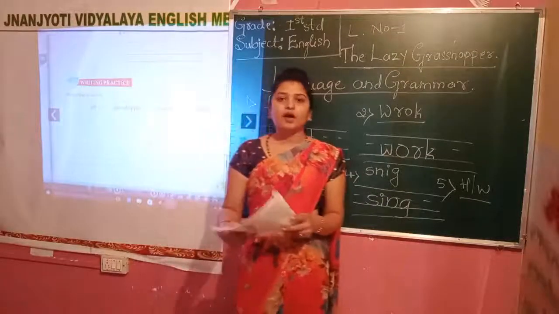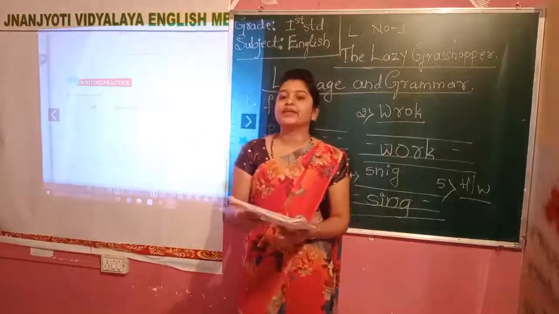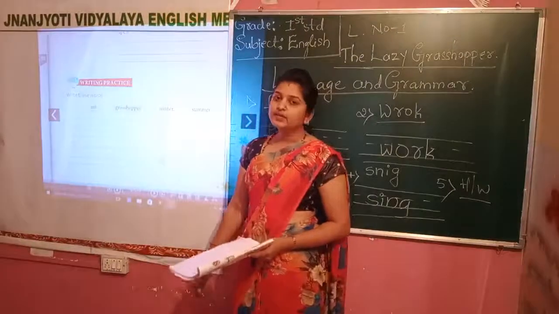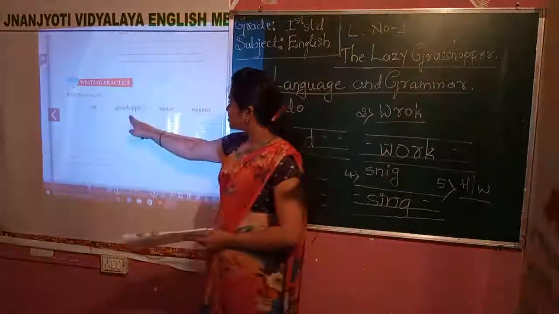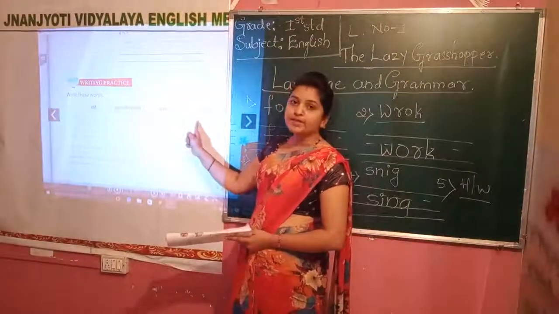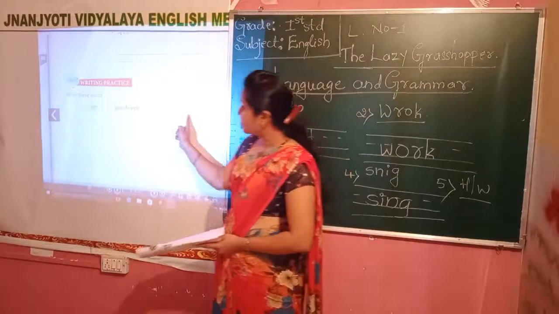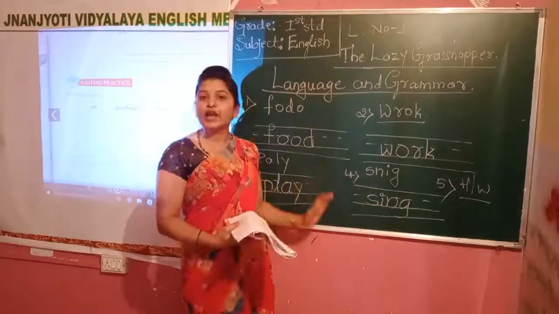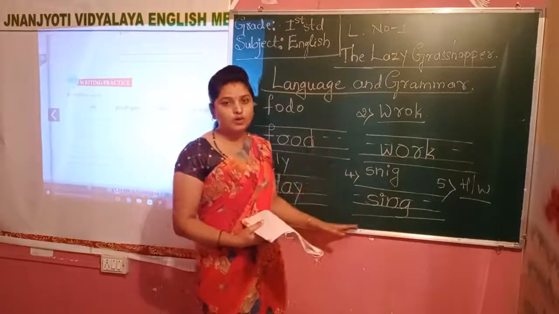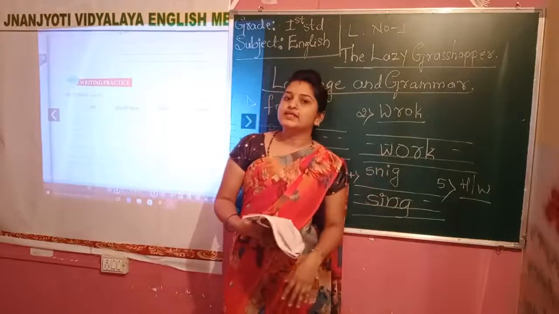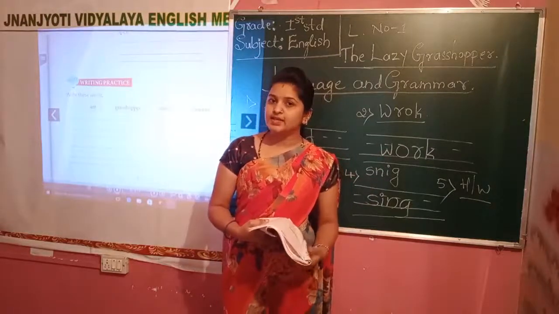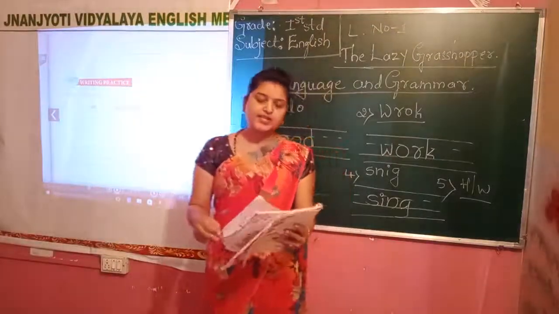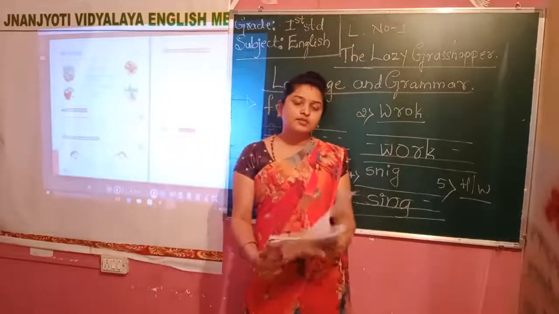Okay. Next, coming to the next part, there is a writing practice. Write these words. Here, they have given the words. Ant, grasshopper, winter, summer. You need to write these words in these lines. Already I showed you how to write in 4 lines. As you all know, all of you have practiced in LKG and UKG. So now you write these words in these lines. Yes, children, understood? Clear?